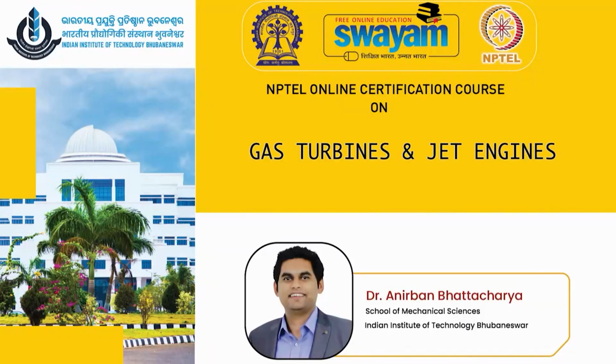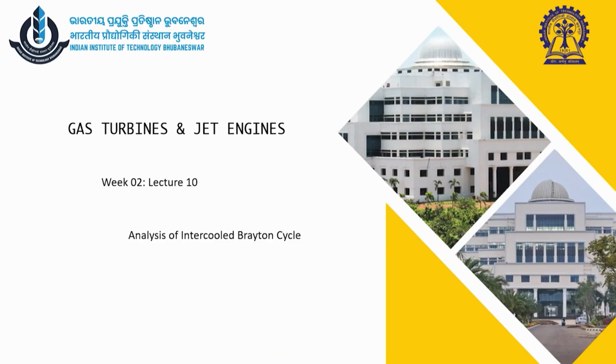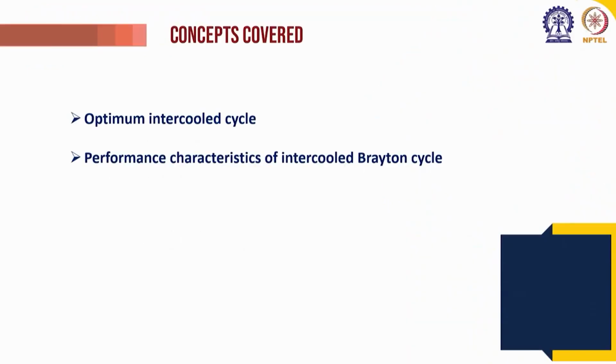Hello and a very warm welcome to all of you to this course on gas turbines and jet engines. So, today is lecture 10 of the course, which is the final lecture of week 2, and today we are going to perform analysis of the intercooled Brayton cycle. We have started discussing the intercooled Brayton cycle in the previous class. We will continue from there and try to derive an optimum condition where we get the most optimum intercooling, which means the lowest work input needed for the compressor.